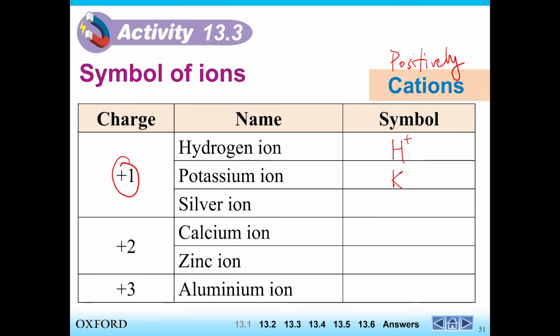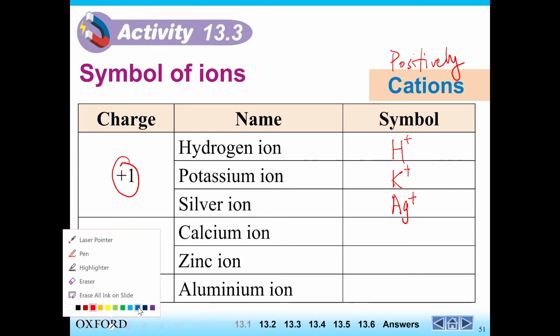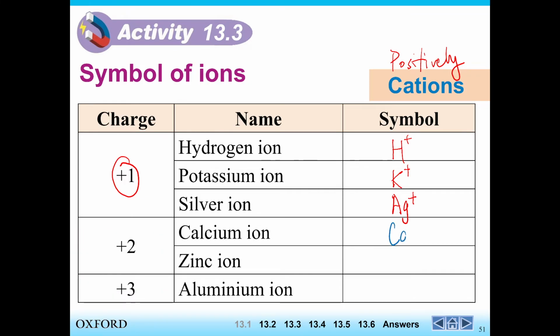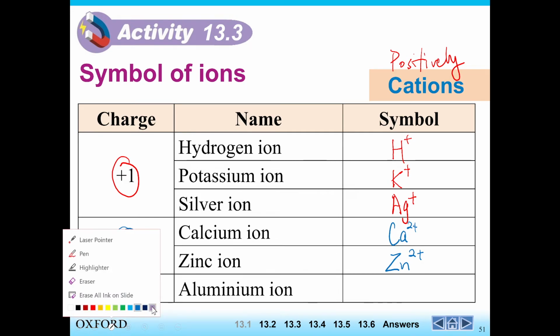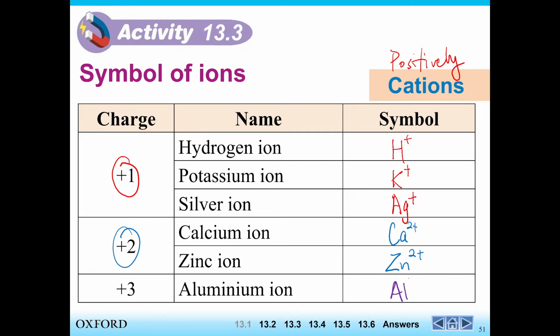Potassium, the atomic symbol is K, you add the plus. Silver, the symbol is Ag, so you add back the plus. That's how you do it. Calcium here, the symbol is Ca. Now remember, the charge is +2 now. It's a bit different. And you remember to flip it. So the charge is going to be 2 plus. Perfect. Zinc, Zn 2 plus. And the last one, aluminium, Al 3 plus.